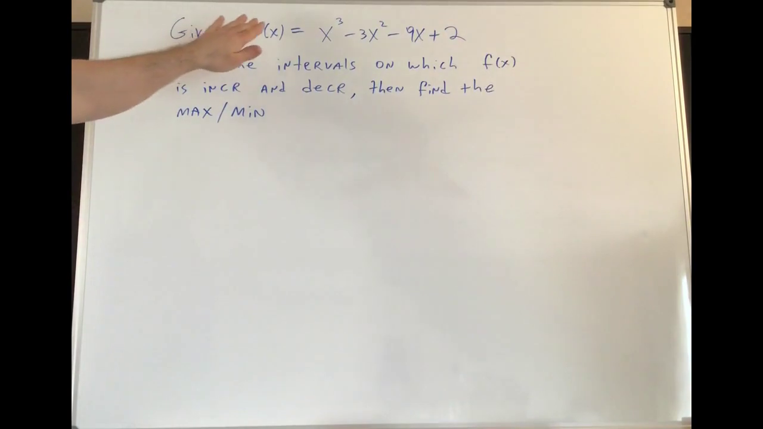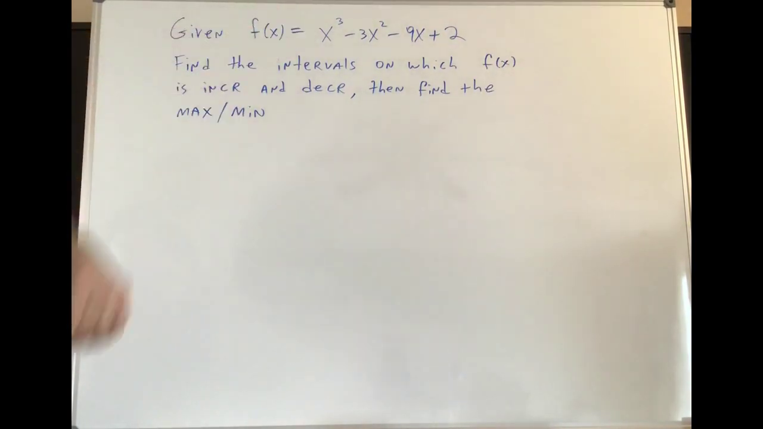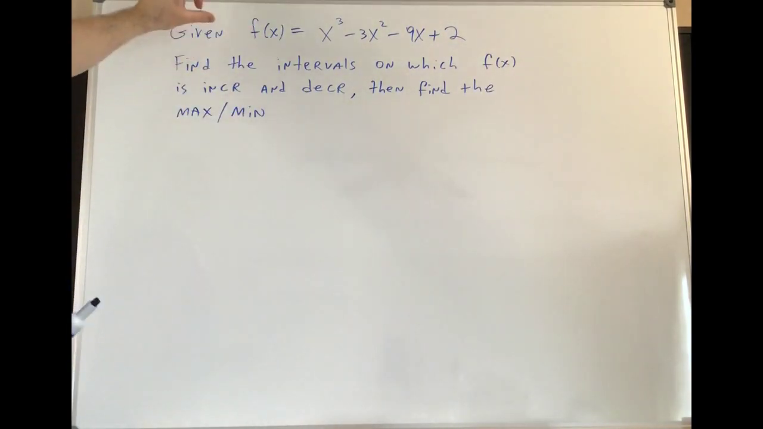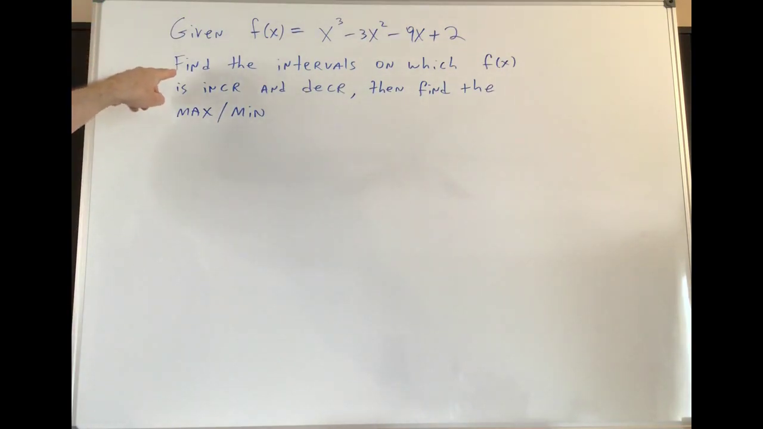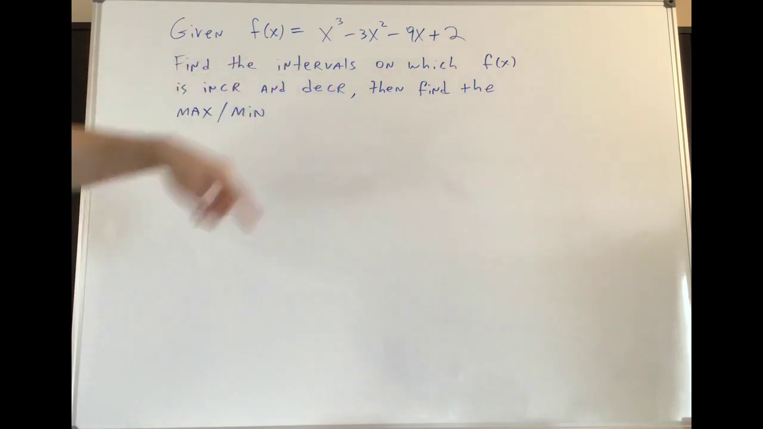I'm given this function, x cubed minus 3x squared minus 9x plus 2. Cubic function. This is going to be like a roller coaster. It's going to go up, or down, up, down. You don't know, no idea until you try to make a picture. I want to find the intervals on which the function is increasing and decreasing. What is an interval?